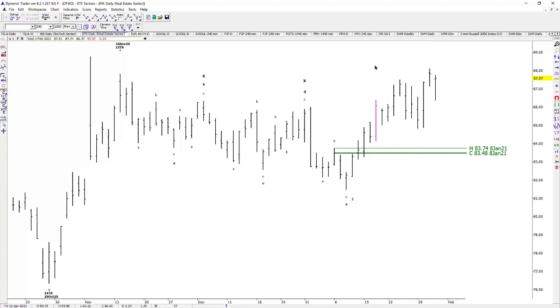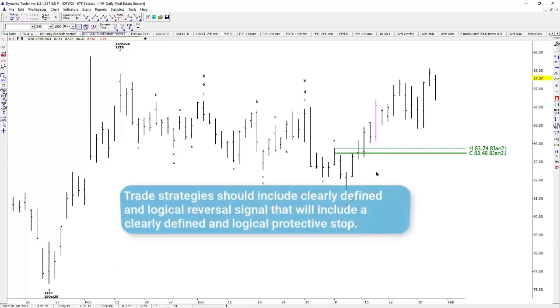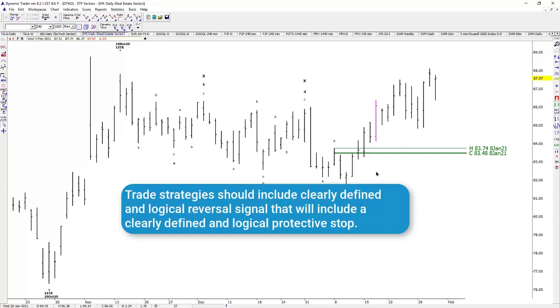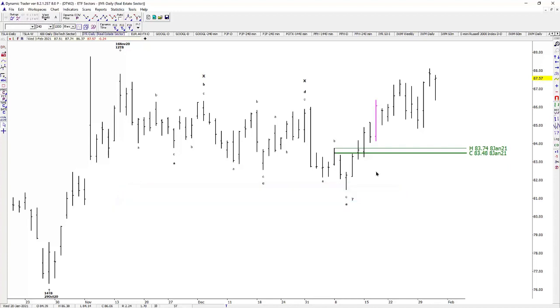And we already would be able to adjust our stop relatively close to the market to this swing low, because if the market's bullish, it should make higher highs and higher lows. So again, you want to remember, keep it relatively simple, and all of your trade strategies, all your reversal signals should be very logical. And they should identify a clearly defined reversal signal that will then have a clearly defined protective stop. In other words, that point to which you're incorrect about the continuation of the trend. And once again, we'll talk a lot about those in the trade strategy section.